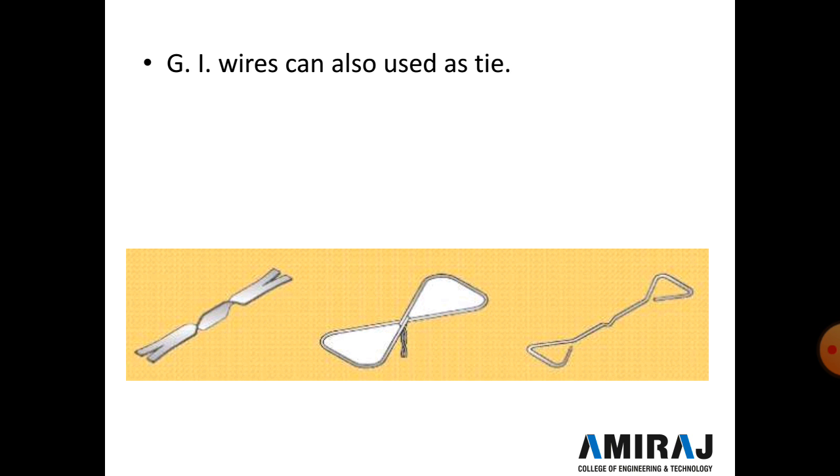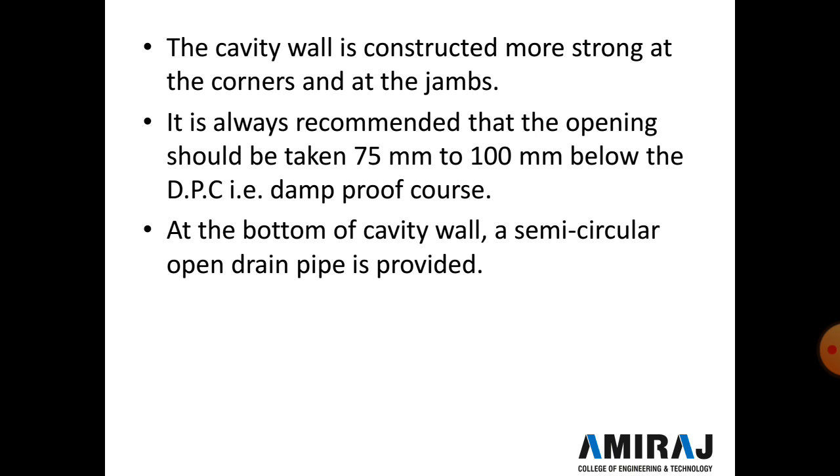Now the cavity wall is constructed stronger at the corners and at the jambs. It is always recommended that the opening should be taken 75 mm to 100 mm below the DPC, the damp proof course, and at the bottom of the cavity a semicircular open drain pipe is provided, so the drained water is collected from the bottom. For the drain off, one pipe is provided at the bottom portion of the cavity.